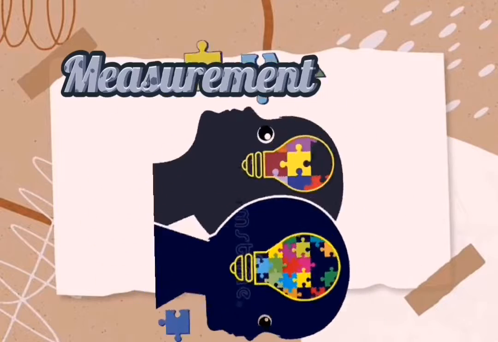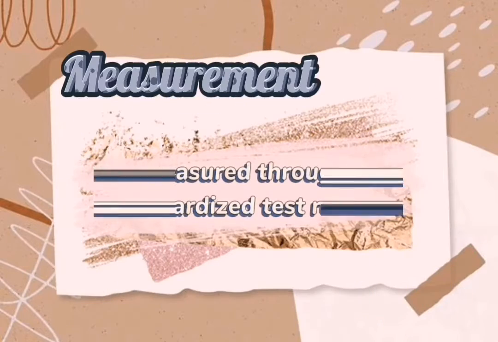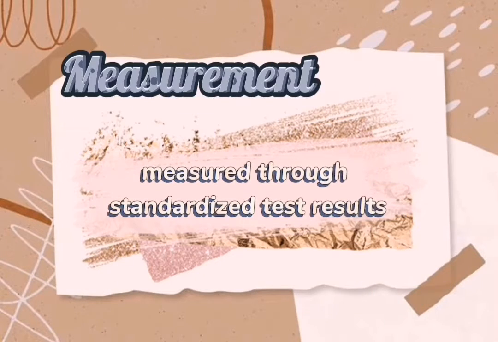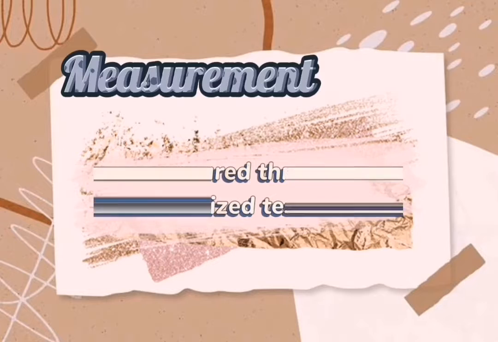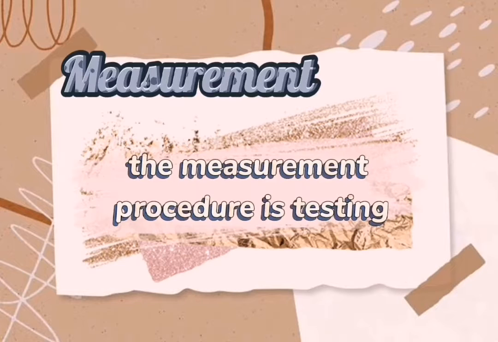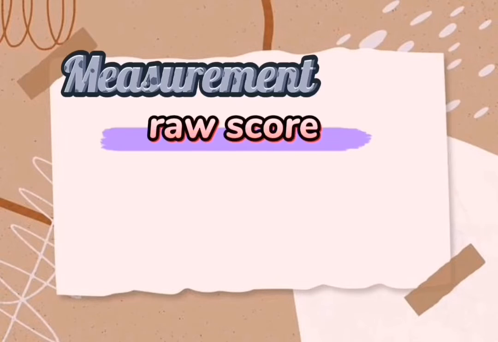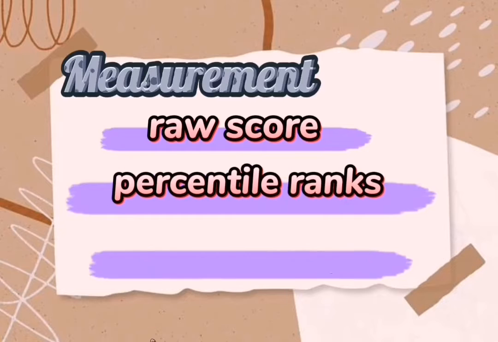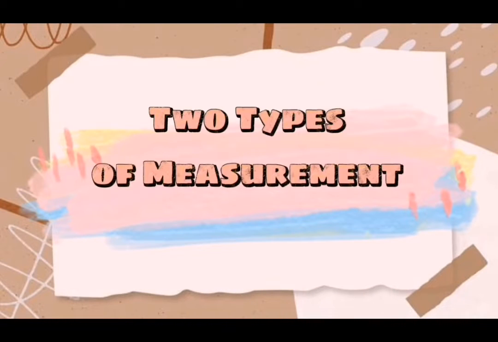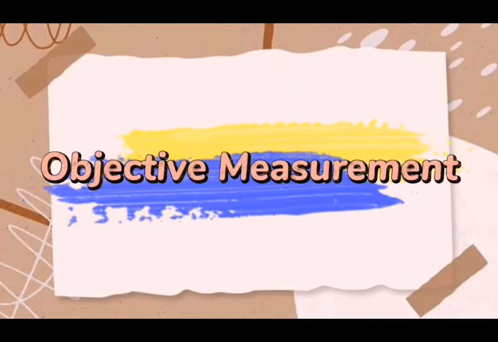Knowledge of the subject matter is often measured through standardized test results. In this case, the measurement procedure is testing. Some standard measurements in education are raw score, percentile ranks, and standard scores. We have two types of measurement, namely objective measurement and subjective measurement.